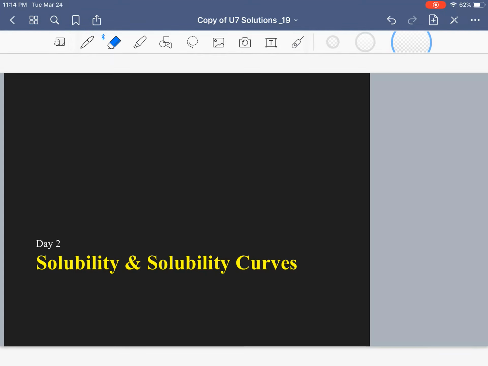Right, guys, so last class we talked about solution, solutes, and solvent. And then we talked a little bit about solubility as we did that little mini lab. So today we're going to talk a little bit more about solubility and saturated solutions, and then take it a little farther into solubility curves.